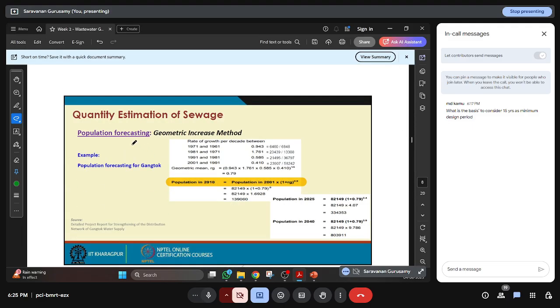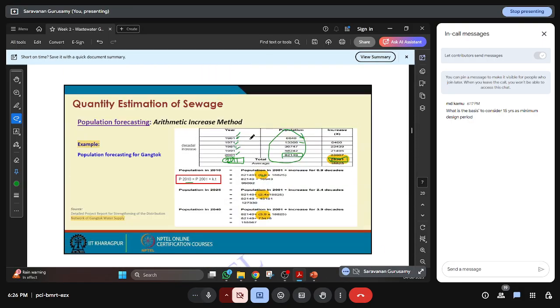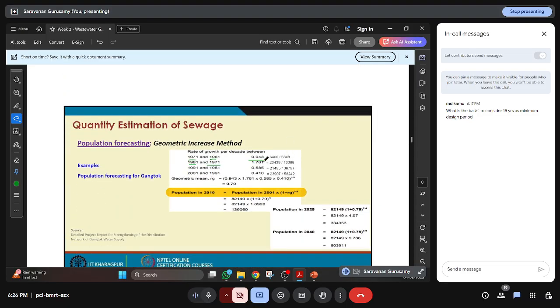Okay. So if you take 1971 to 61, the population is this much. 1981 to 71. Same example only they have given, 91, 61, 71, 81. This is the population increase. So they are finding the increase of this difference, same as here, and you have to divide 6460 with 6848. Then you can find how much percentage that is increased. So that is what they have given. The percentages are 0.94, 1.76, 0.58, 0.41.